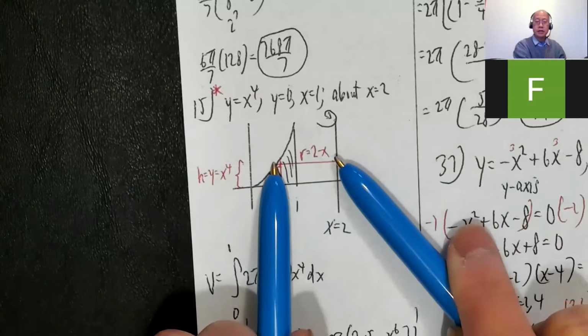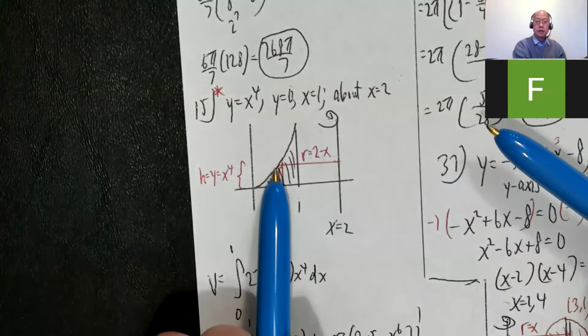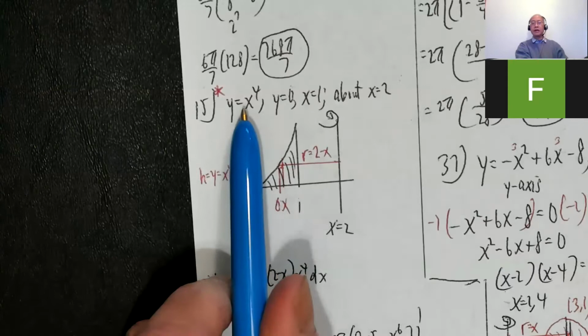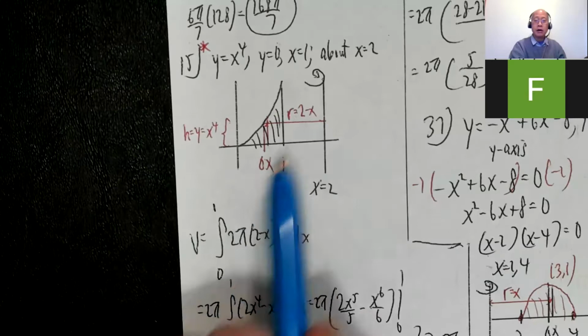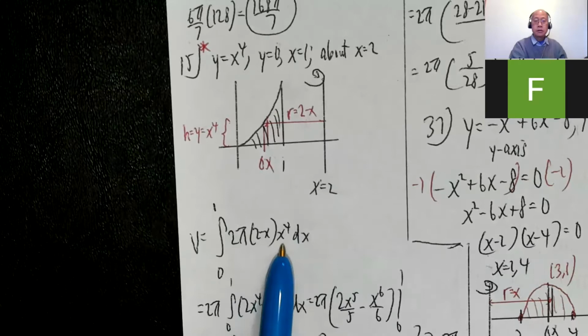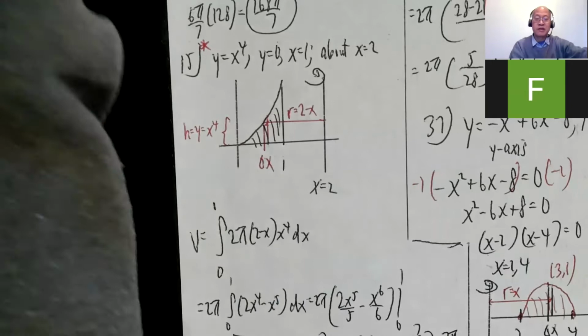Height. How far is it from here to here? Well, that's just y. And what is y? X to the 4th. So I'm good. So I integrate circumference times the height. Circumference 2 pi r. R is 2 minus x. Times the height, x to the 4th. And delta x becomes dx. Okay. So that's that.